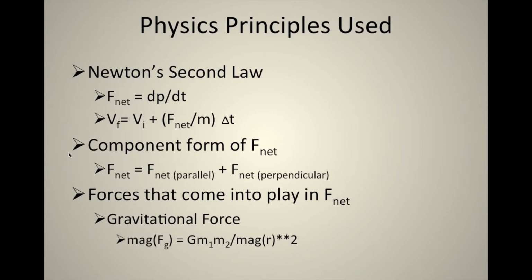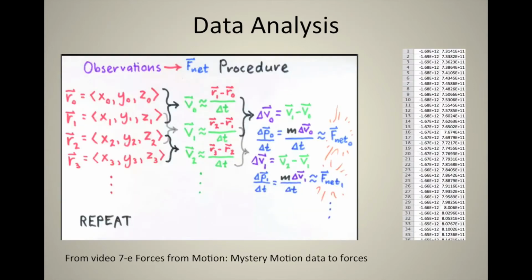We will also use the component form of F net, which splits F net into F net parallel and F net perpendicular. F net parallel represents a force acting in the direction of the motion of the object, and the perpendicular reflects the force acting on the object perpendicular to its motion. The only force that comes into play in F net is a gravitational force, equal to the equation shown here. Our objective is to find the net forces acting upon the star, given only the star's motion data.